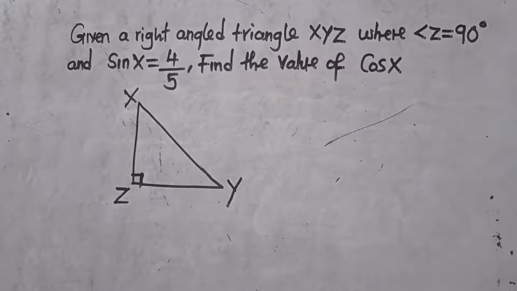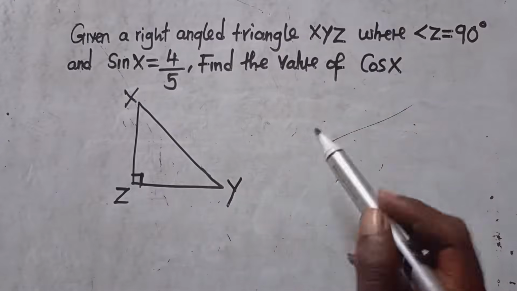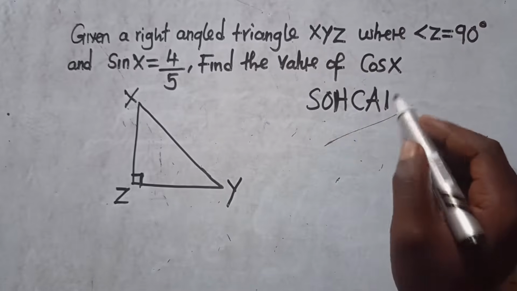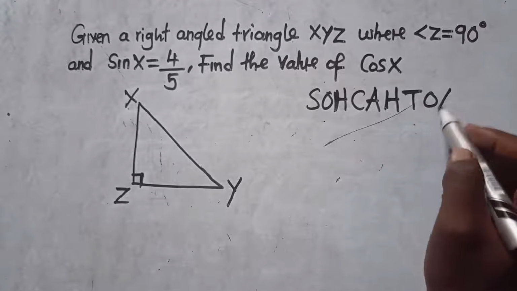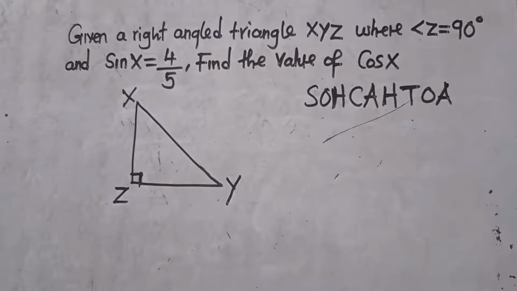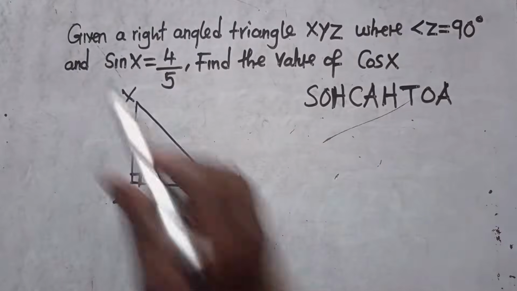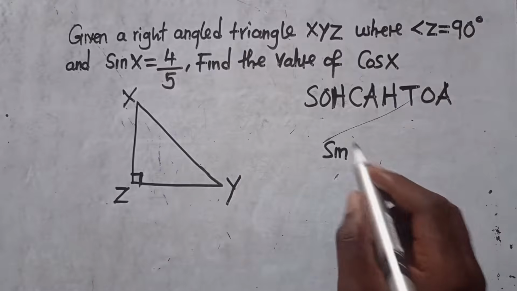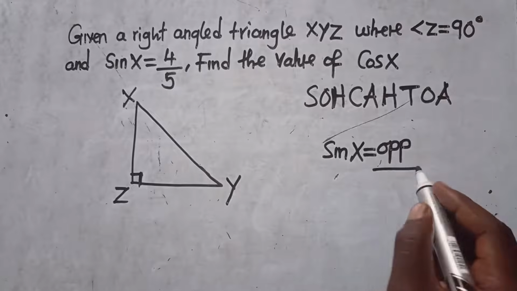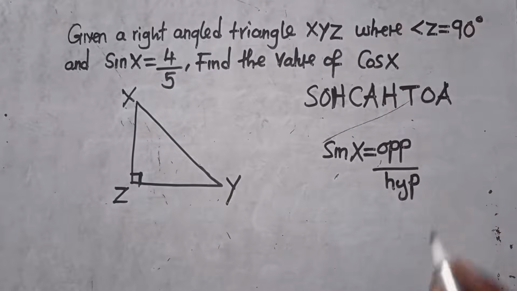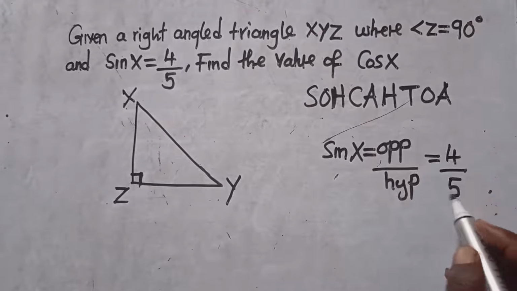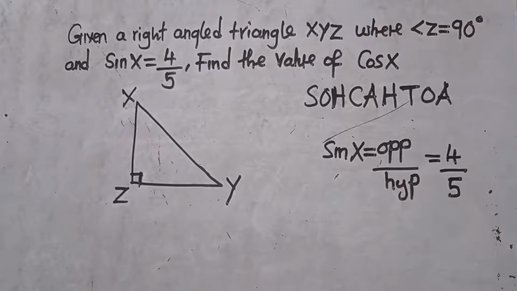So now we understand that we are using SOH CAH TOA. This is something that should just be in your mouth whenever you hear that you are writing Mathematics Paper 1, ECZ. So we know that this is the sine, meaning that sine X is equal to opposite over hypotenuse. That is what we are given, 4 over 5.